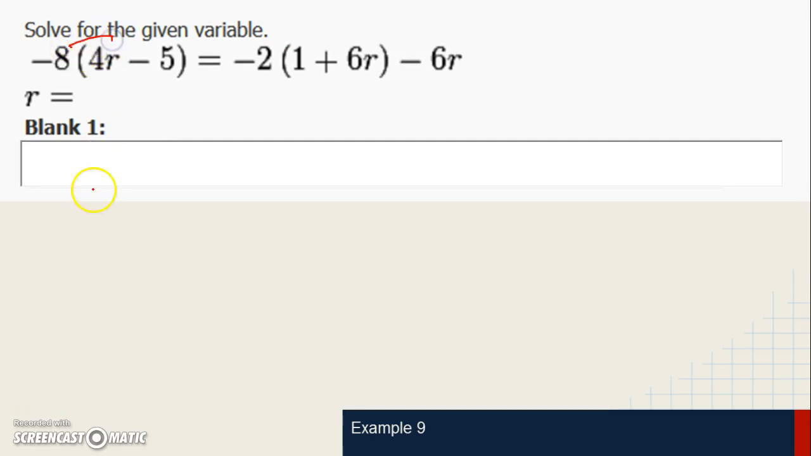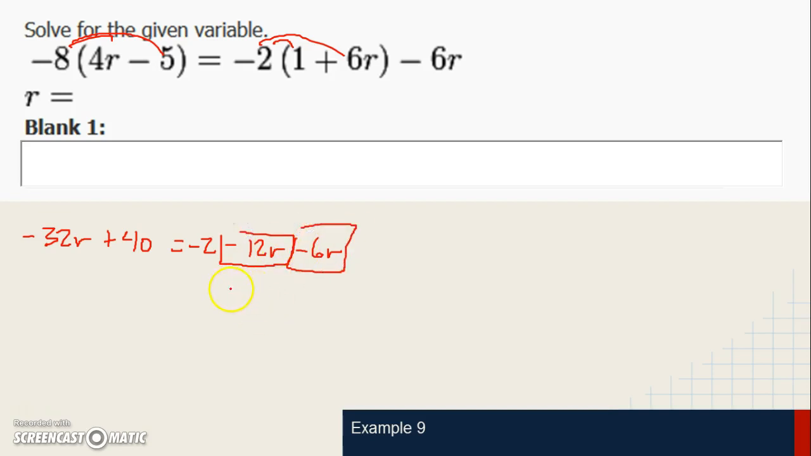I distribute, so I have negative 32r plus 40 equals negative 2 minus 12r, and I still have the minus 6r. So these are my like terms, minus 12r, minus 6r, that's negative 18r. I still have the negative 2 out front, and that equals negative 32r plus 40.